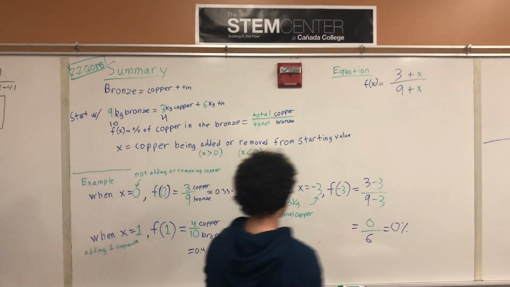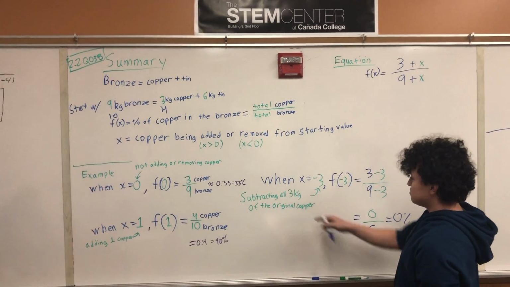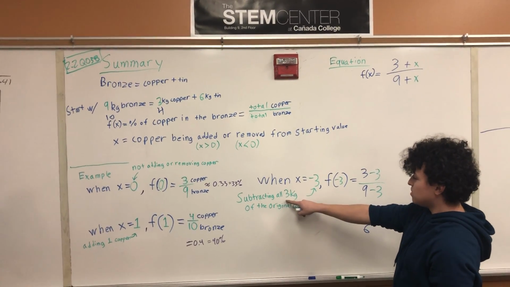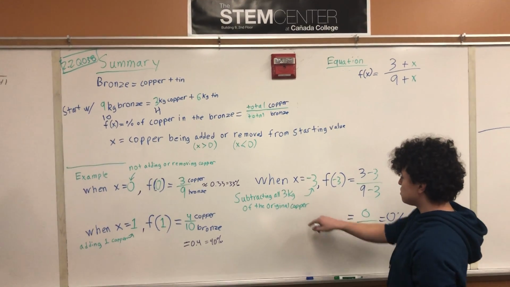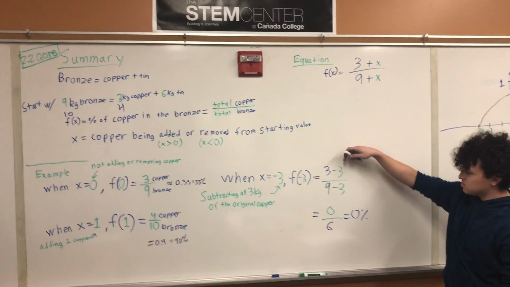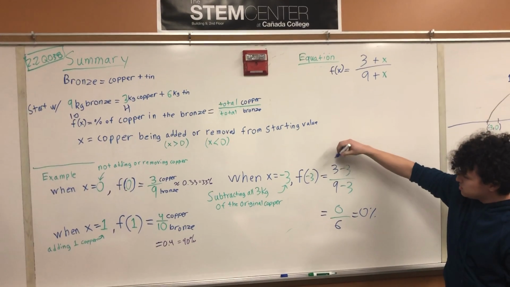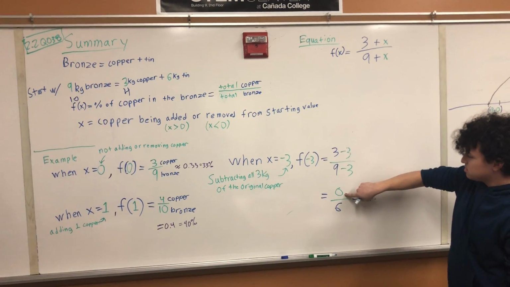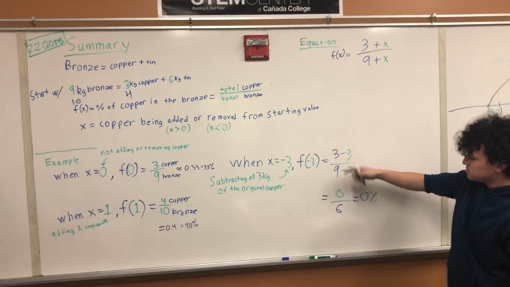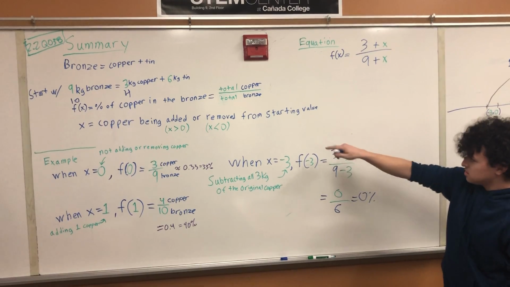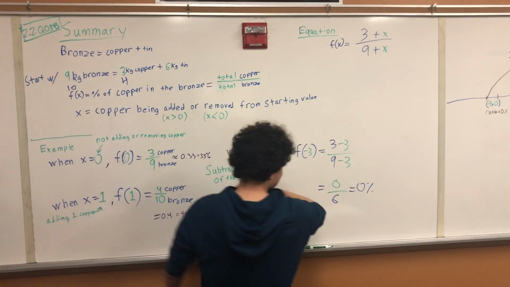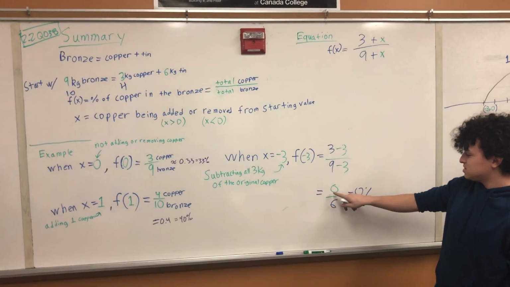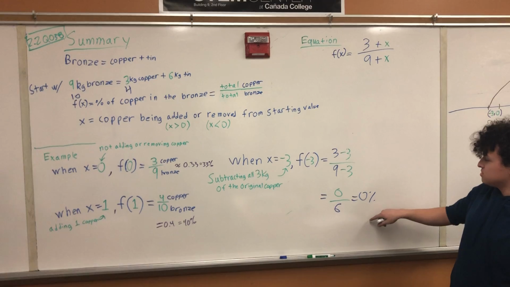Then when you get to x equals -3, that means you're subtracting all 3 kilograms of the original copper. This is the original amount, 3, and when you subtract 3, you get 0, and then your bronze will decrease also because of the relationship here. So then it's 9 minus 3, which is 6, but because it's 0 divided by 6, your ratio is 0.